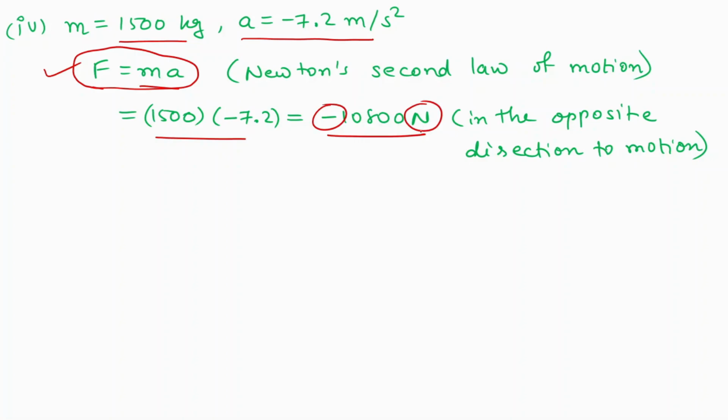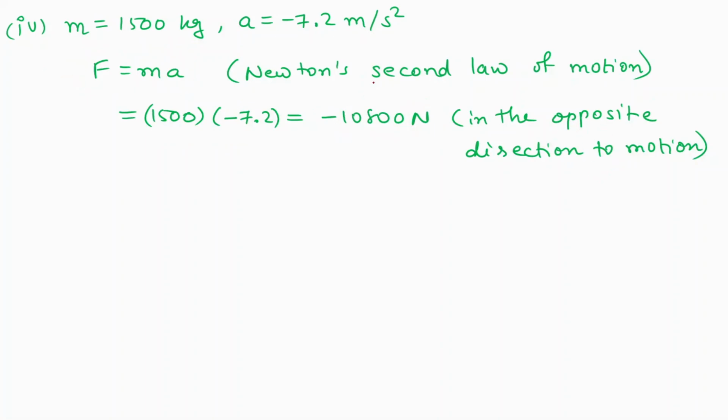The newton is the SI unit of force, as we discussed in Unit 1. So if you have not watched Unit 1, please go and watch it. Then you can easily understand the basics of physics. Now, why do we have a negative value over here? It shows the force is acting opposite to the motion. We will discuss this more precisely in Unit 3.